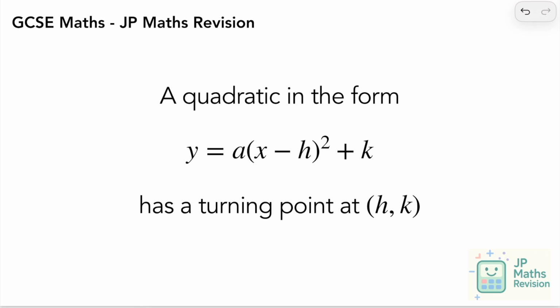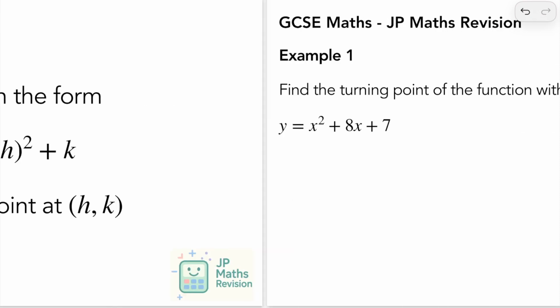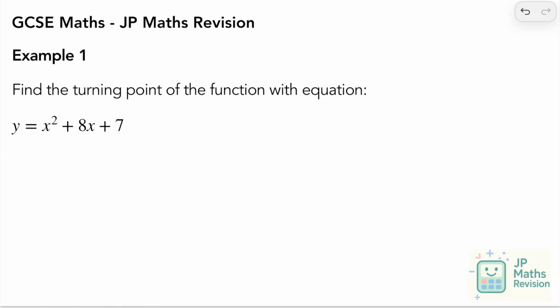So a quadratic of the form a(x minus h) squared plus k has a turning point at the point (h, k). If we go through an example, we want to find the turning point of the function with equation x squared plus 8x plus 7. What we first need to do with these questions is start off by completing the square. Completing the square enables us to work out the turning points of a quadratic function quite easily.